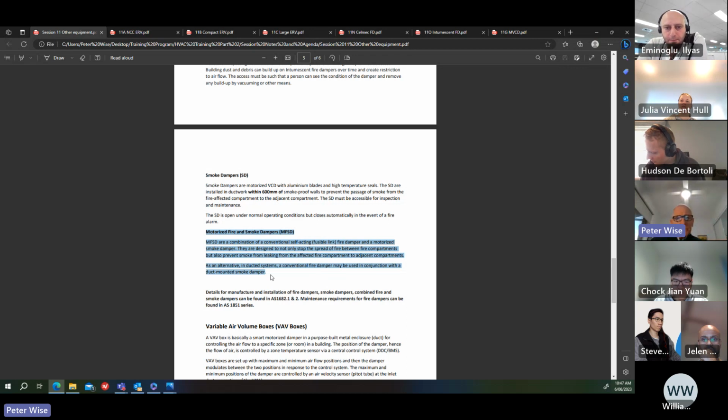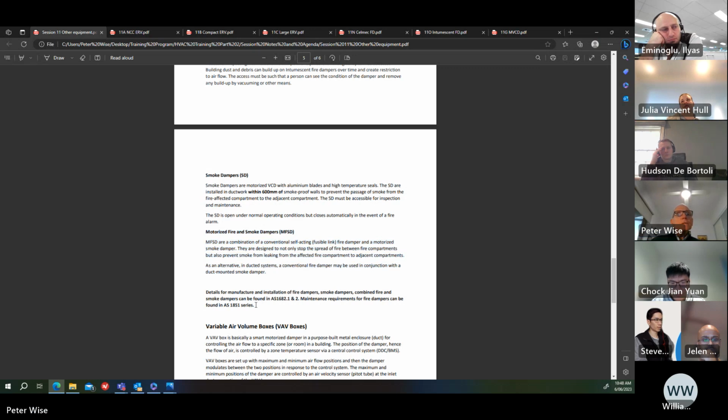An acceptable alternative, which is quite often the easier way to do it, in a ducted system, is to use a conventional fire damper in the wall or the floor, used in conjunction with a duct-mounted smoke damper, which again has got to be within 600 millimetres of the fire damper. That's usually the easier and cheaper way to do it.